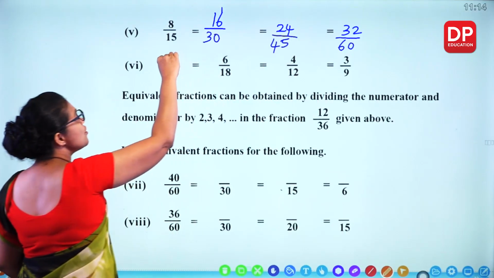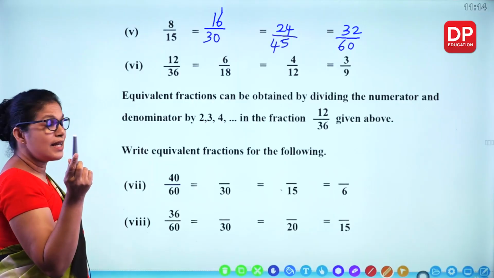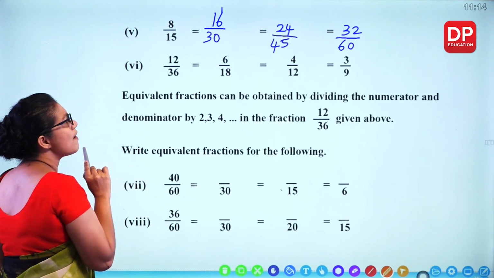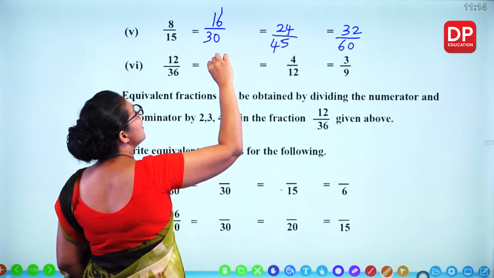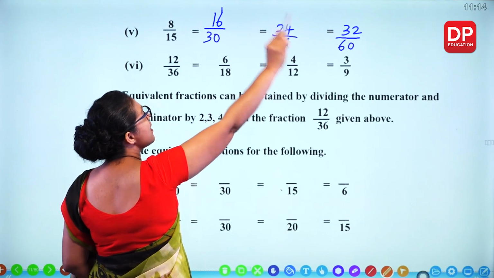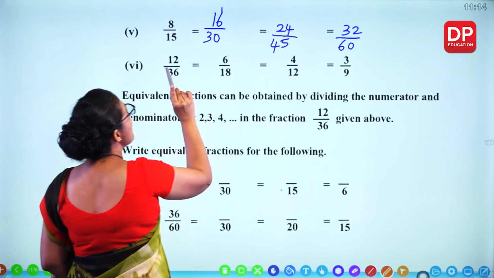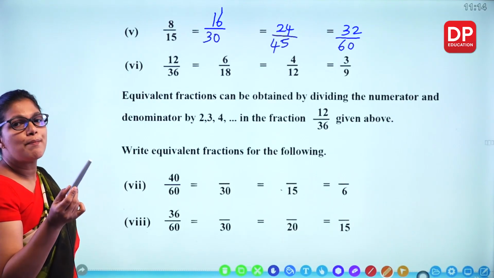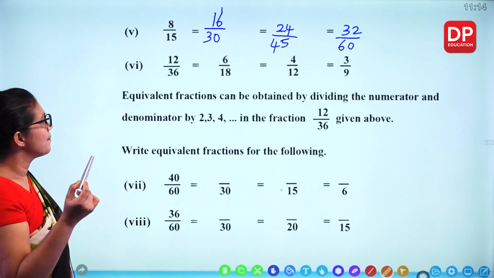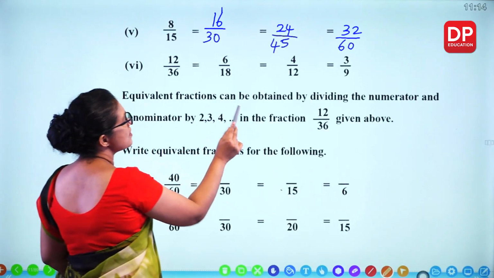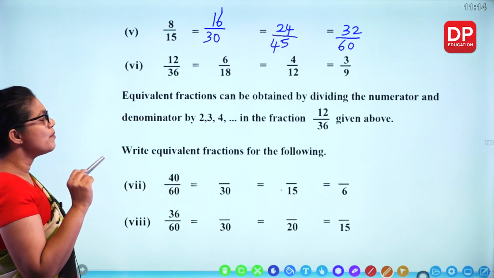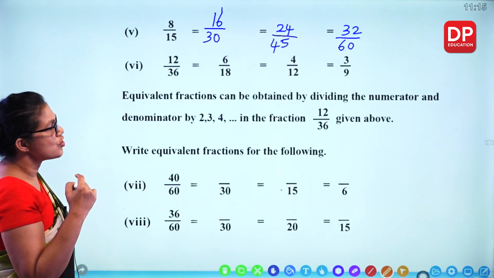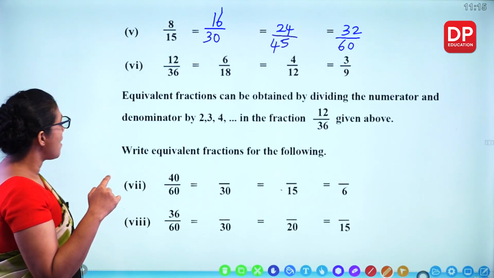But when you divide this by 3, you get 12 divided by 3, 4. 36 divided by 3, 12. And then divide by 4 also from here. 12 divided by 4, you get 3. 36 divided by 4, you get 9. So, equivalent fractions can be obtained by dividing the numerator and the denominator by 2, 3, 4 like that in fraction 12 over 36 given above.